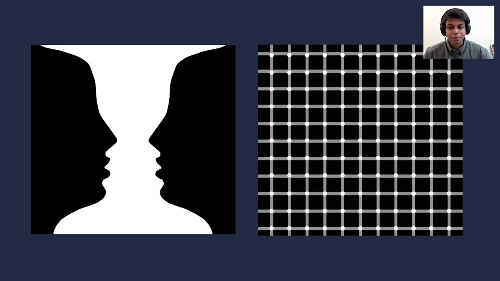Now, let's start with deception, with the image on the left. Now, in this image, we could either see two faces or a cup. But the fact is, we don't know if the image is of a cup or of two faces. But that's the beauty of it.